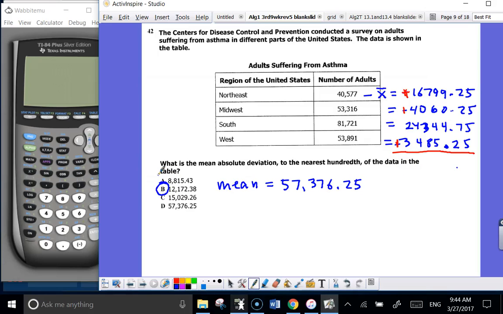Now, if you would have used the calculator to calculate the mean, you would have found right away that the mean was answer D. Well, that wasn't going to be right. The mean is not the same thing as the mean absolute deviation. And C was the standard deviation, so that's not it. It would have come down to just these two by process of elimination. But that's how you do it. Calculate the mean, subtract, turn them all positive, and take their average. That's mean absolute deviation.